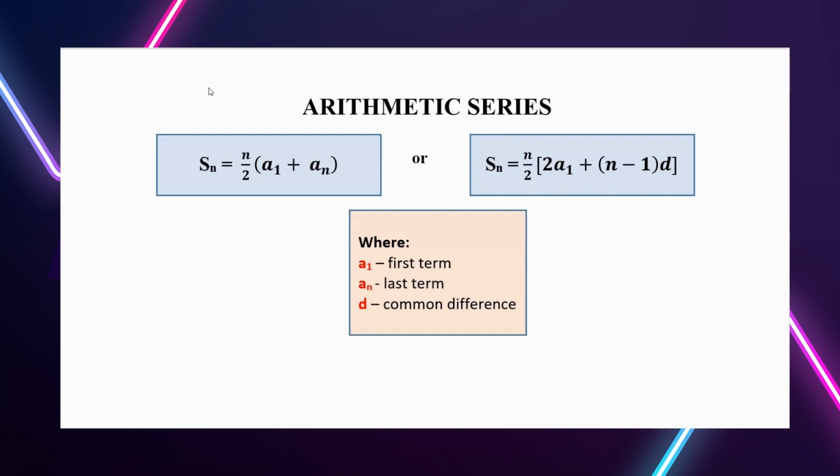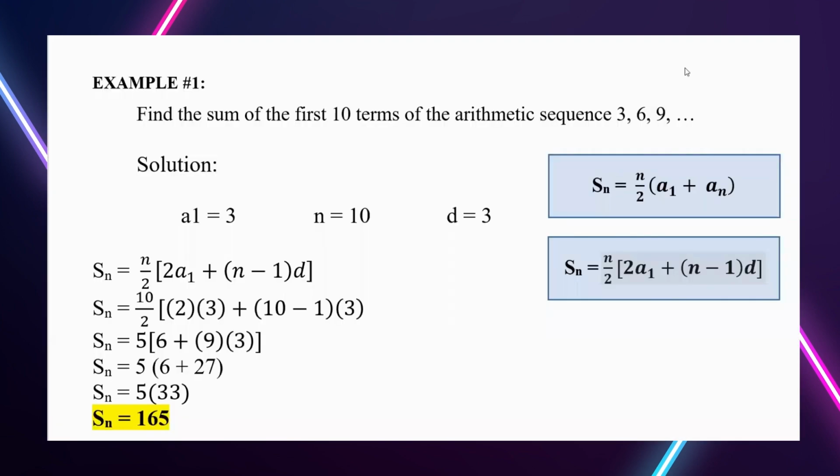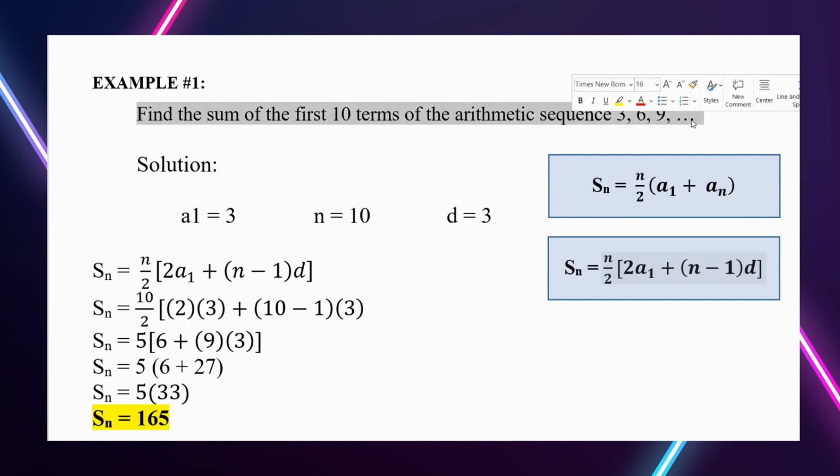Again, kapag last term ang given natin at ang first term, automatic, mas madaling gamitin ang unang formula. Ngunit kapag hindi binigay kaagad ang last term of the sequence, mas maiging gamitin natin ang second formula. Take a look at our example number 1. Find the sum of the first 10 terms of the arithmetic sequence 3, 6, 9, and so on and so forth.